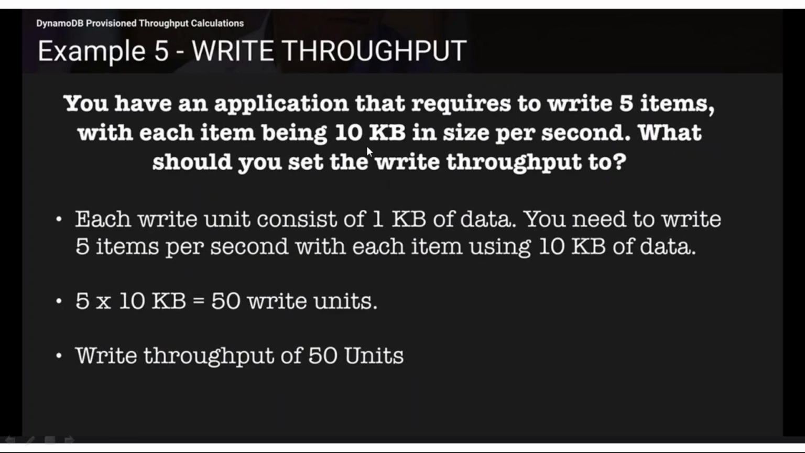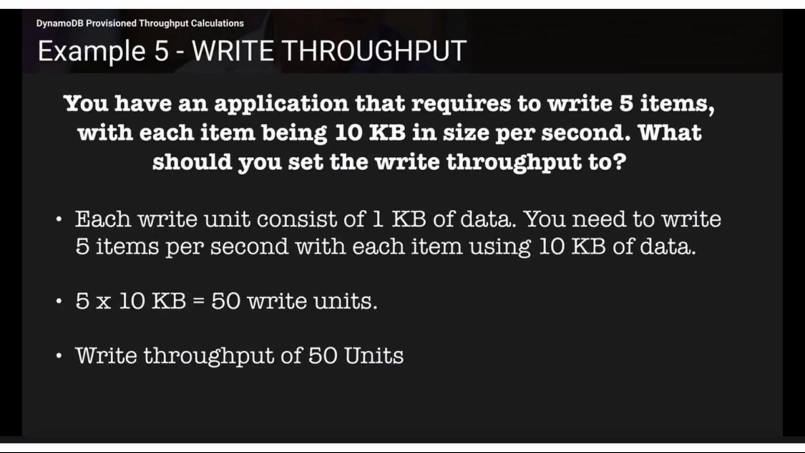In this case, if it is 10 KB in size, then there are 5 items. So simply, 10 into 5 is 50 write units. I just need to multiply the two numbers, which give me the size per second and the number of items that I want to write. So my write throughput becomes 50 units in this case.